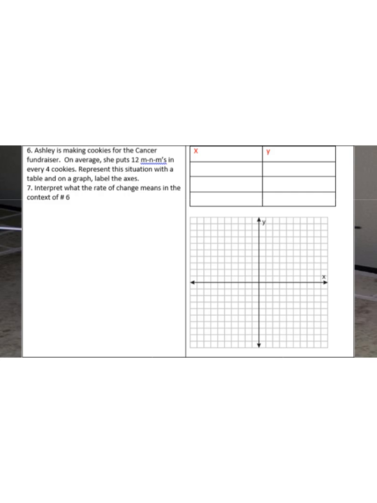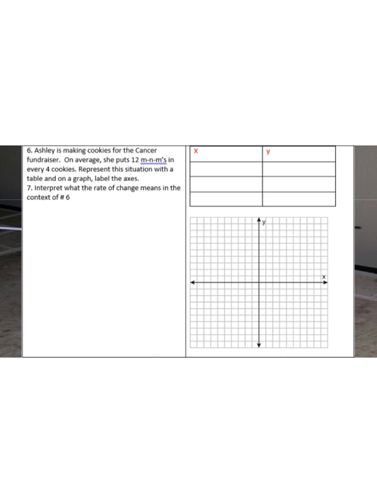All right, we are on number six. Ashley is making cookies for the cancer fundraiser. On average, she puts 12 M&Ms in every 4 cookies. And we need to represent this as a table, a graph, label the axes, and interpret what the rate of change means. Okay?